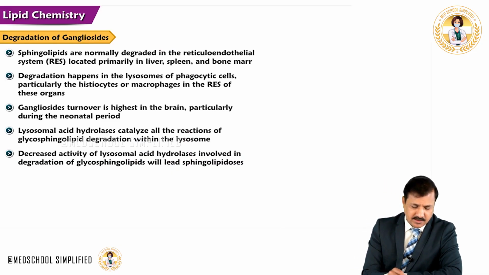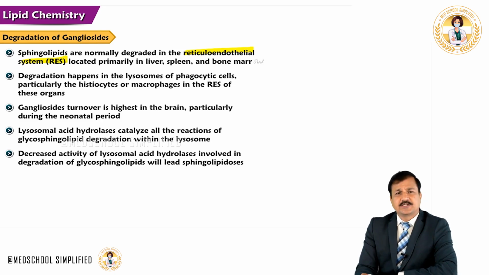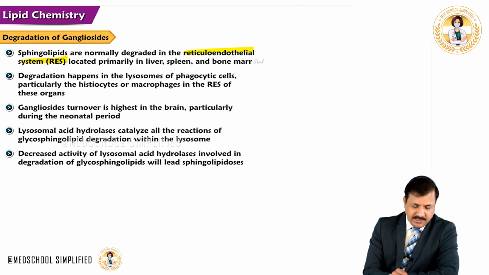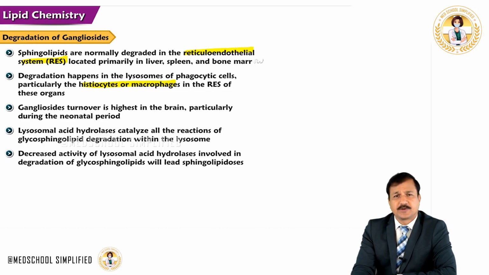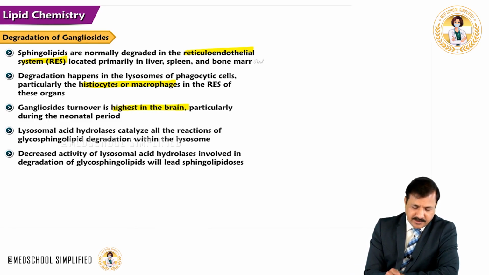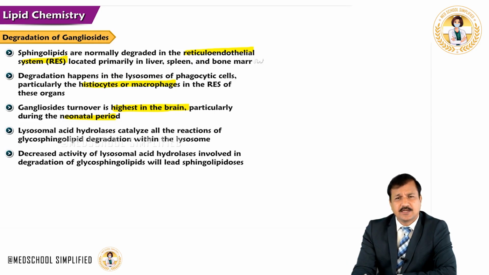Sphingolipids are normally degraded in the reticuloendothelial system located primarily in the liver, spleen and bone marrow. Degradation happens in the lysosomes of phagocytic cells, especially the histiocytes or macrophages present in the reticuloendothelial system of liver, spleen and bone marrow. Note that ganglioside turnover is highest in the brain, particularly in the neonatal period. That's why if there is any defect in the degradation of sphingolipids, it will lead to severe neurological conditions.